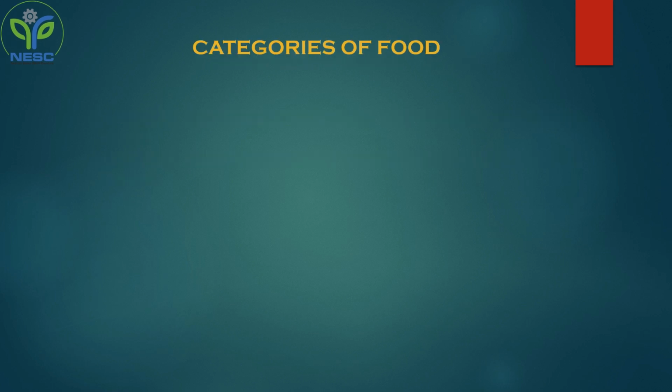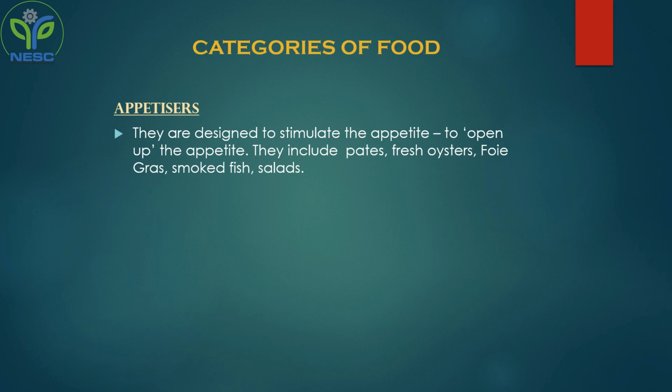Okay, so now if we are to talk about the various categories of food, the first one to come is the appetizers. So what are the appetizers? They are designed to stimulate the appetite, to open up the appetite. So here, stimulate the appetite or to open up the appetite. What does it mean? It means it will increase the desire to eat food. The desire may increase due to hunger, or maybe due to some food which looks so appealing that you can't stop yourself from having it.